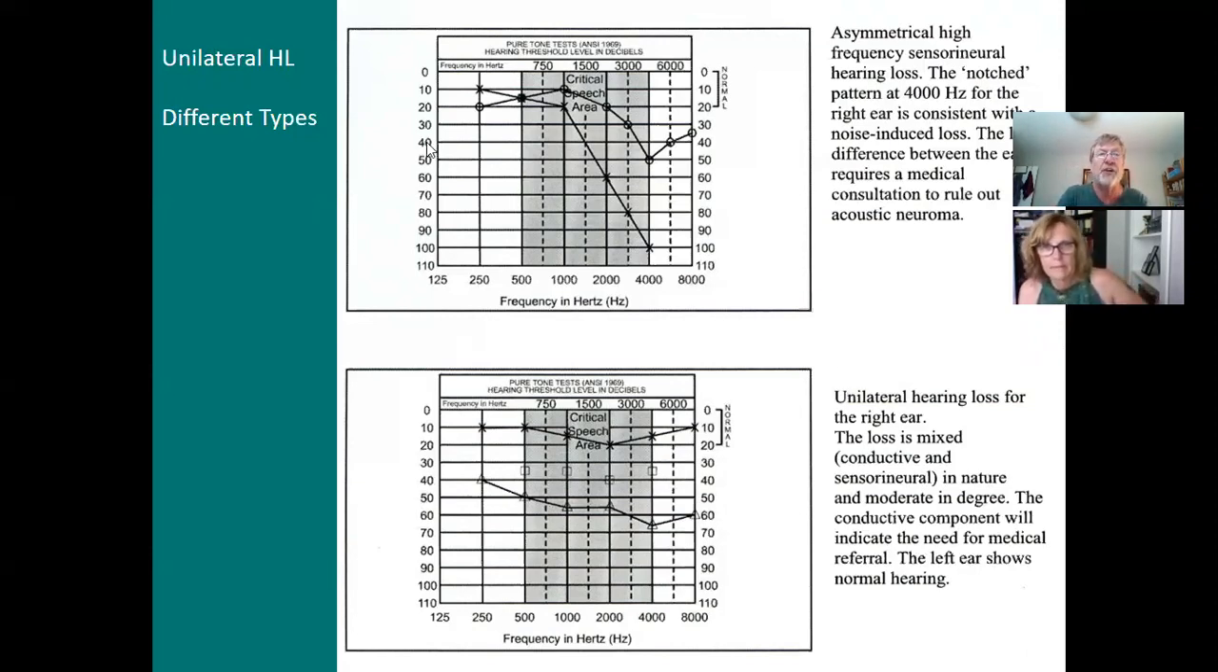Here, this is showing you unilateral hearing loss of two types. Asymmetrical high frequency loss. Okay. That's probably, here's noise induced hearing loss. This one here is asymmetrical. That's a red flag. We'll cover that more next week and the week after. This is a flat conductive hearing loss. Okay, hearing loss tends to be flatter.